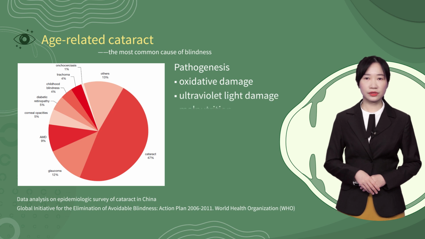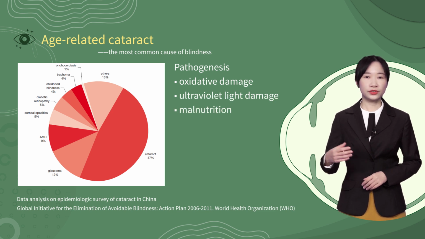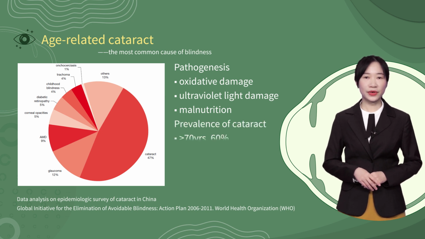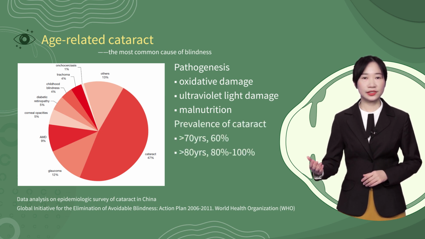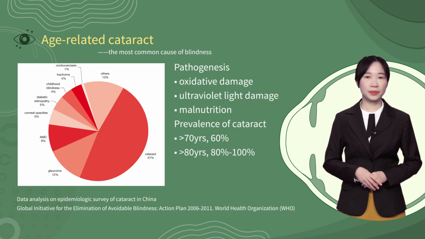The pathogenesis of age-related cataract is complicated. It is thought to be related to oxidative changes, ultraviolet damage, and malnutrition. The prevalence is very high in the elderly. It is higher than 60% among people over 70 and about 80 to 100% in those over 80 years old.